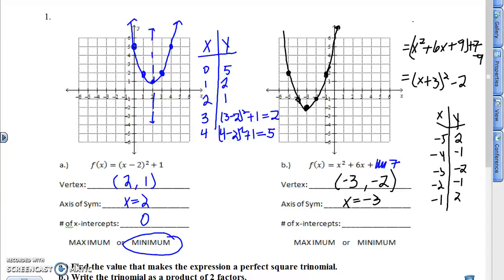Once again, this is a parabola that opens up. This has 2 x-intercepts, and this would be a minimum value.